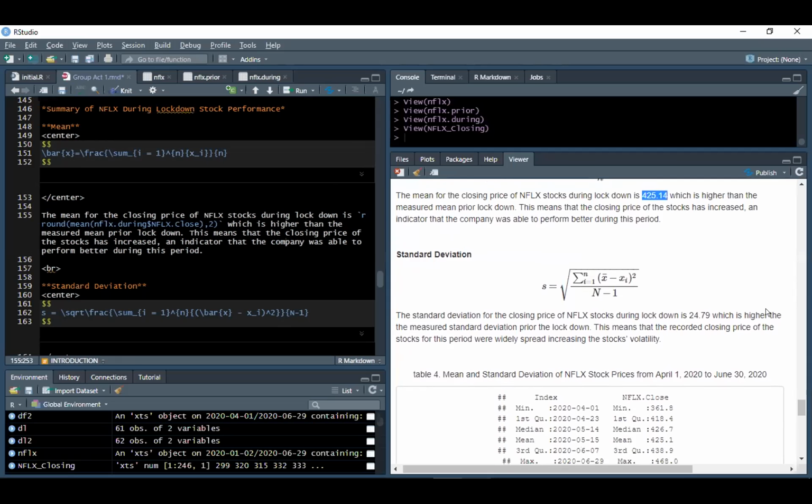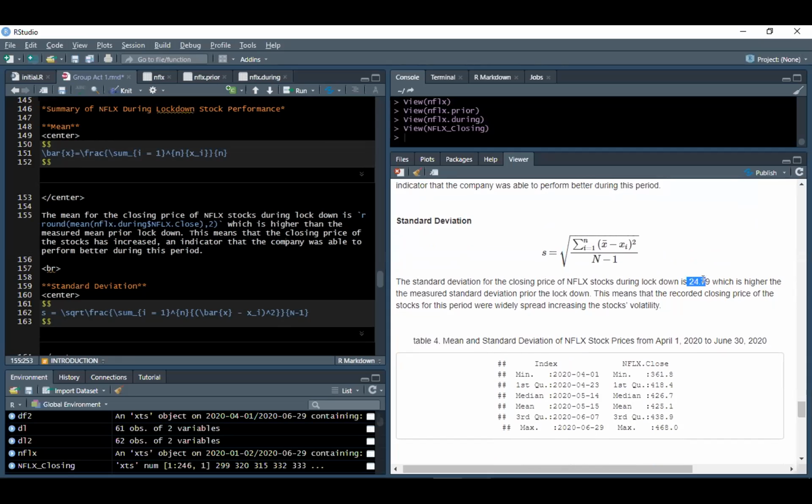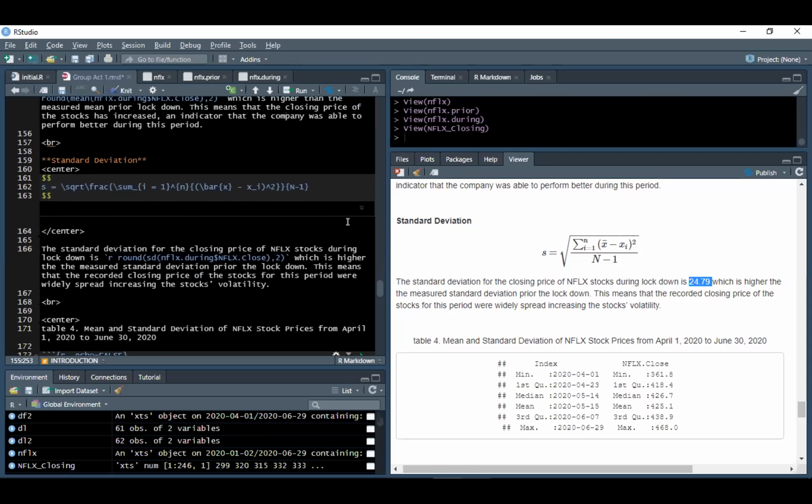Next, as for the standard deviation, we also printed the equation using the LaTeX equation symbols. The standard deviation for the closing price during lockdown was 24.79, which was higher than the measured standard deviation prior to the lockdown. This means that the recorded closing prices of the stocks during the lockdown were more widely spread, which meant that it also increased the stock's volatility.